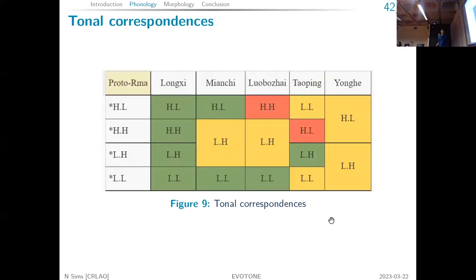There's other varieties, so Lobo Dai is, I won't go through each of these individually, but you can see how these are variations. Lobo Dai is the same as Miamshir, except it subsequently changed the high-low into a high-high. So you have this additional twist, and Taoping is more complex. So there's various ways where you can go from this four-way distinction to simpler terms, and it works that way rather than trying to go the other way around.